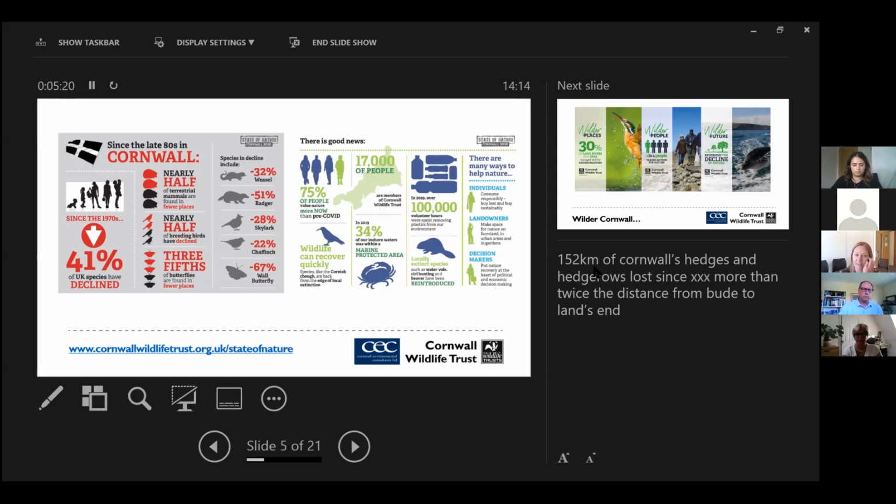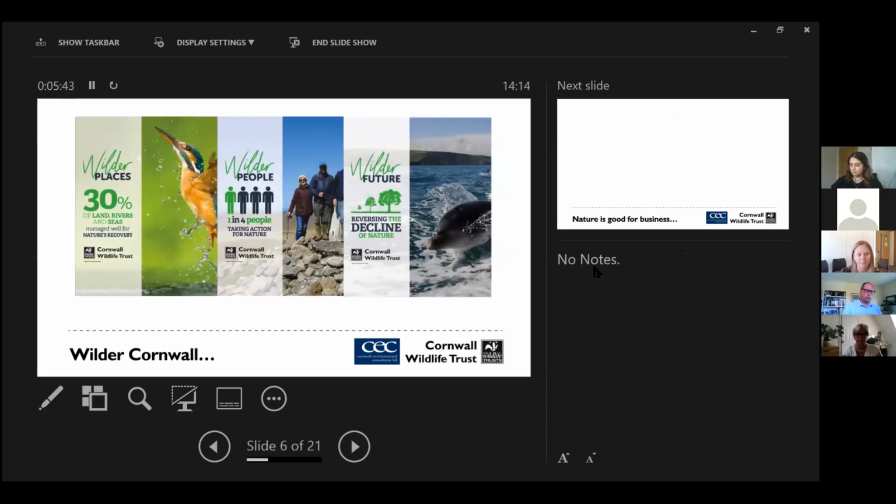And so on the right hand side of this slide, you can see some of the good things that are happening: volunteers collecting plastic, people valuing nature much more now than they did before COVID happened as well. And bottom left of that slide, if you want to download the full State of Nature Cornwall report, which I would recommend because there's lots of good case studies in there, go onto our website and have a look.